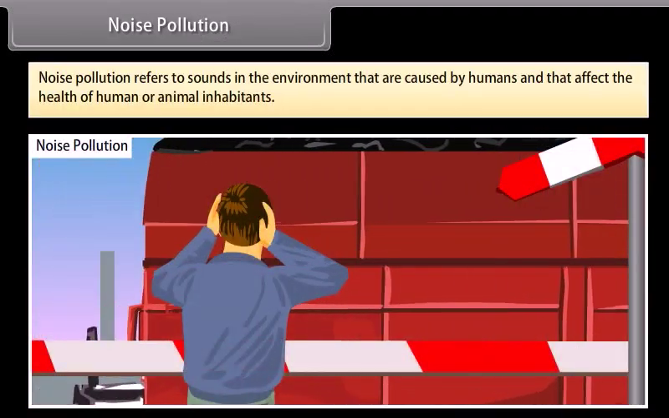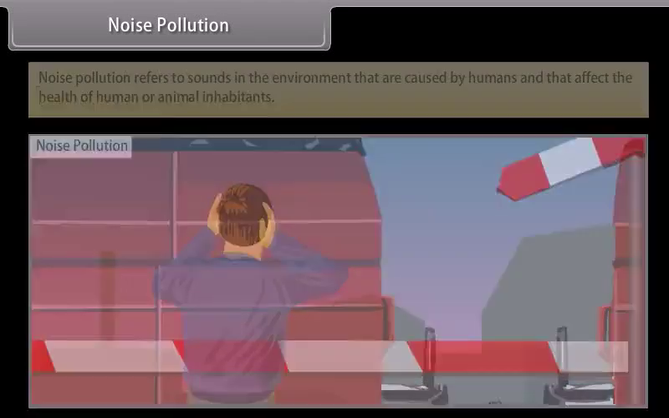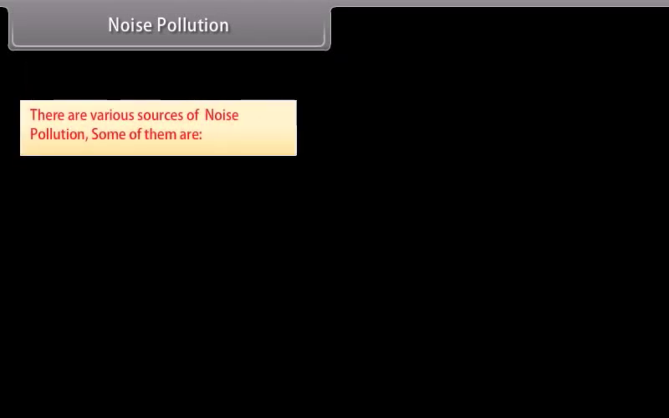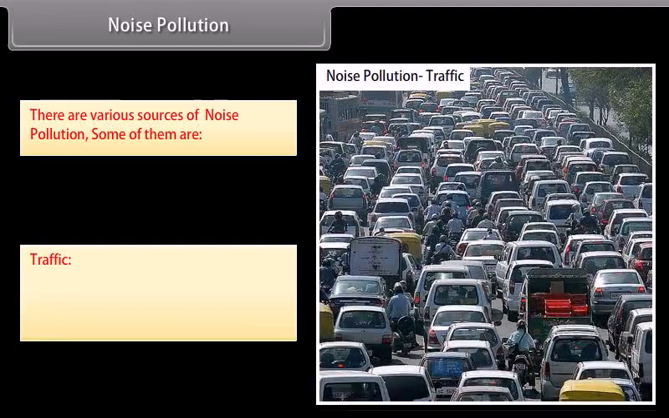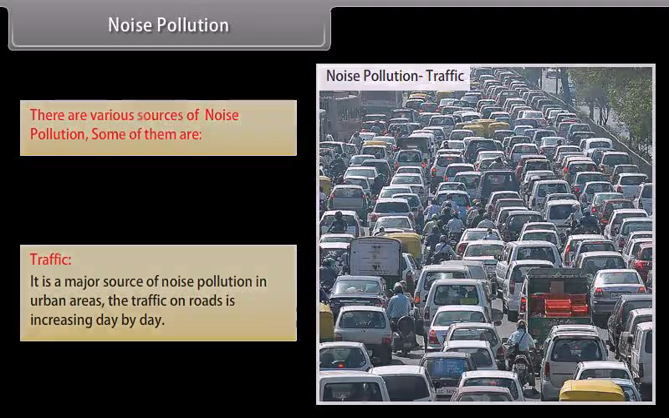Noise pollution. Noise pollution refers to sounds in the environment that are caused by humans and that affect the health of human or animal inhabitants. There are various sources of noise pollution. Some of them are: traffic. It is a major source of noise pollution in urban areas. The traffic on roads is increasing day by day.